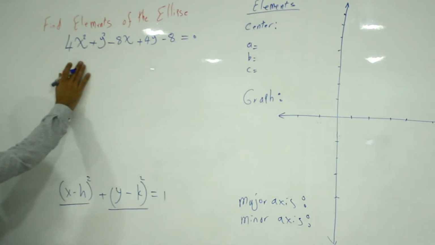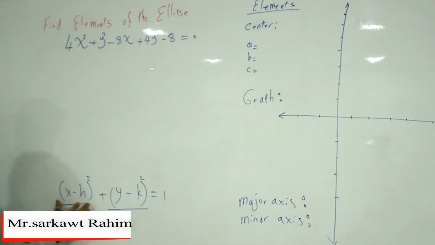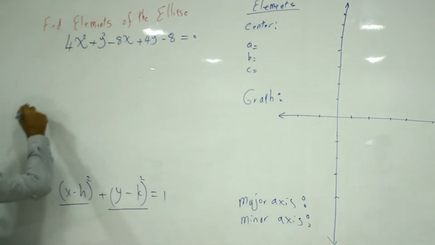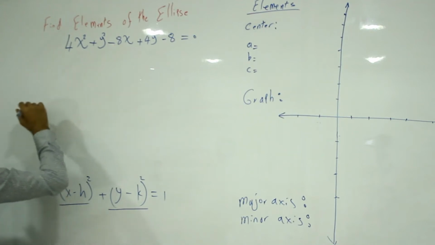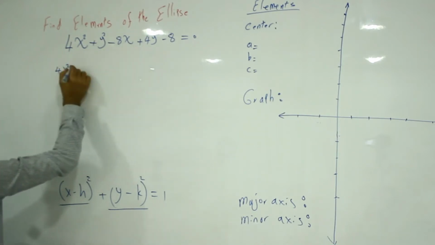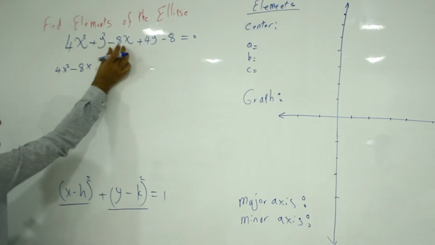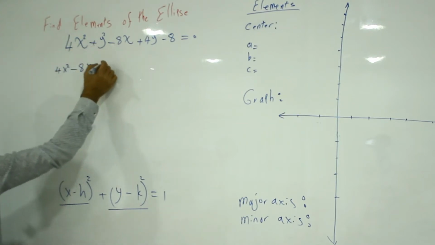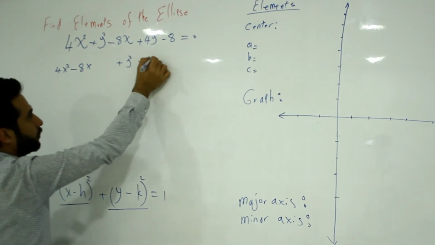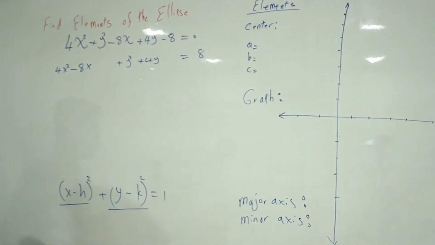We have to separate x with y and send the numbers to the other side. We have to put x first and then y, and send the numbers to the other side because that's not useful. Okay, here we have 4x squared minus 8x, plus y squared plus 4y, which is equal to, taking this minus 8 to the other side, it becomes plus 8.